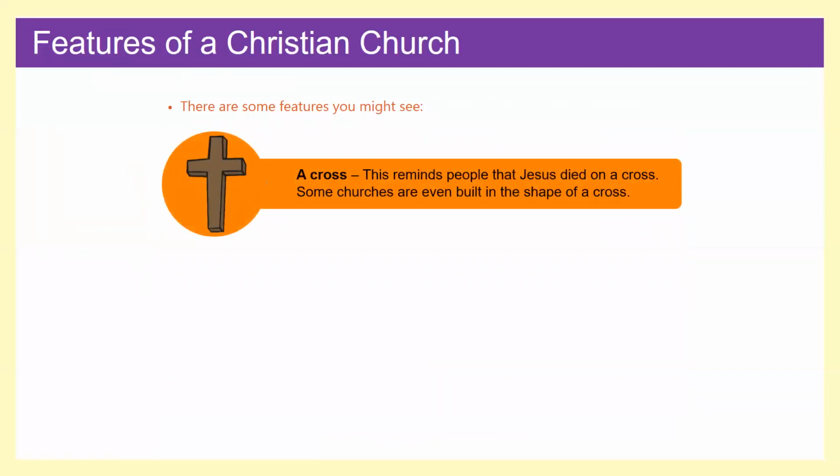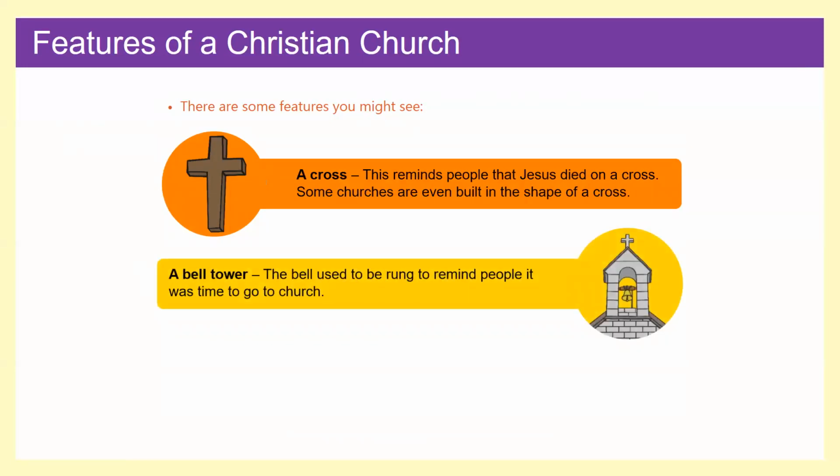If we think about some of the features within a church, here are just a few. A cross is a key image that you will see within many, many Christian churches. It reminds people that Jesus died on the cross, and some churches are even built in the shape of a cross. If you walk into a building, often you'll get a very long corridor along the beginning, which leads up to the font and the altar. Then you'll get two edges to the right and to the left, so from above, from a bird's eye or aerial view, it would be in the shape of a cross.